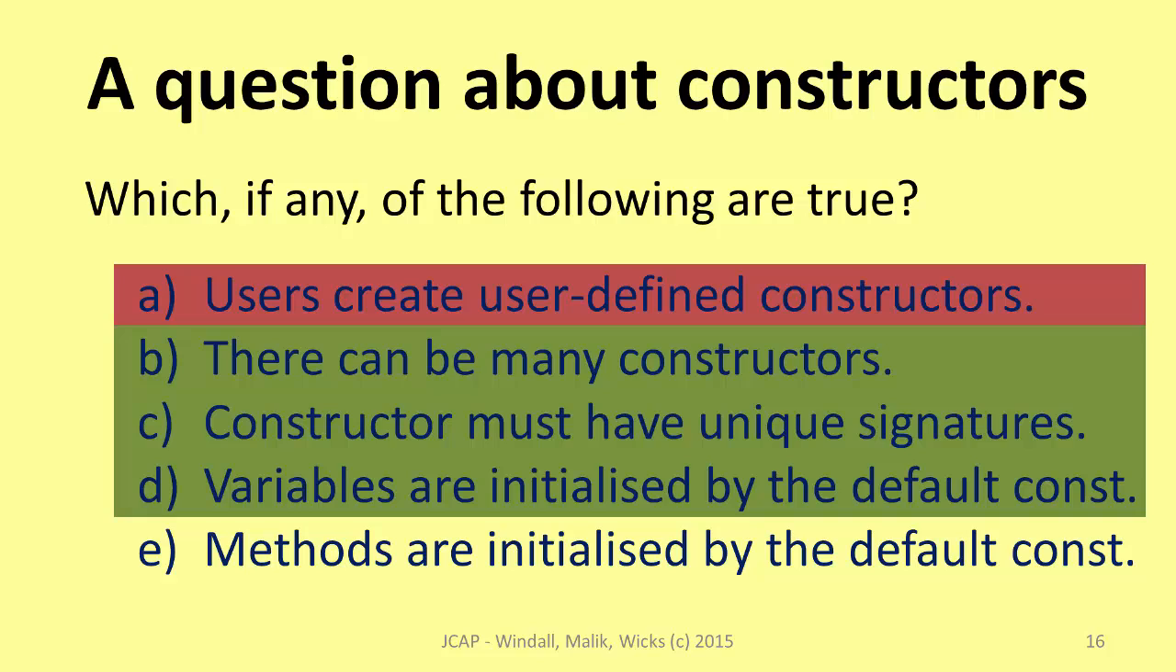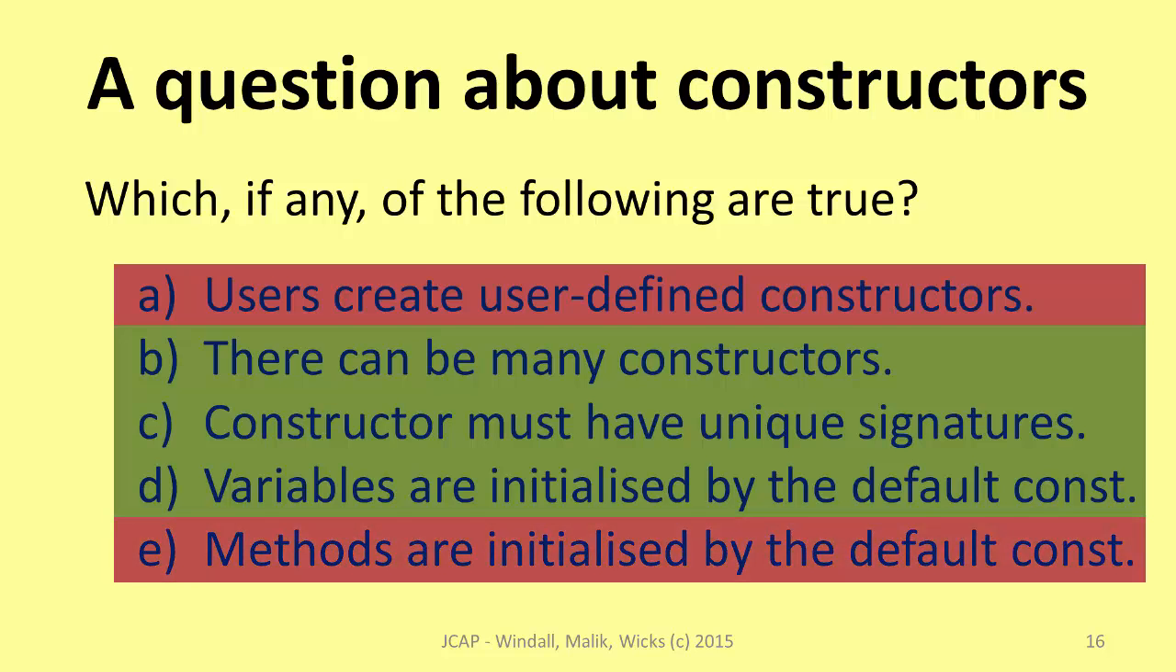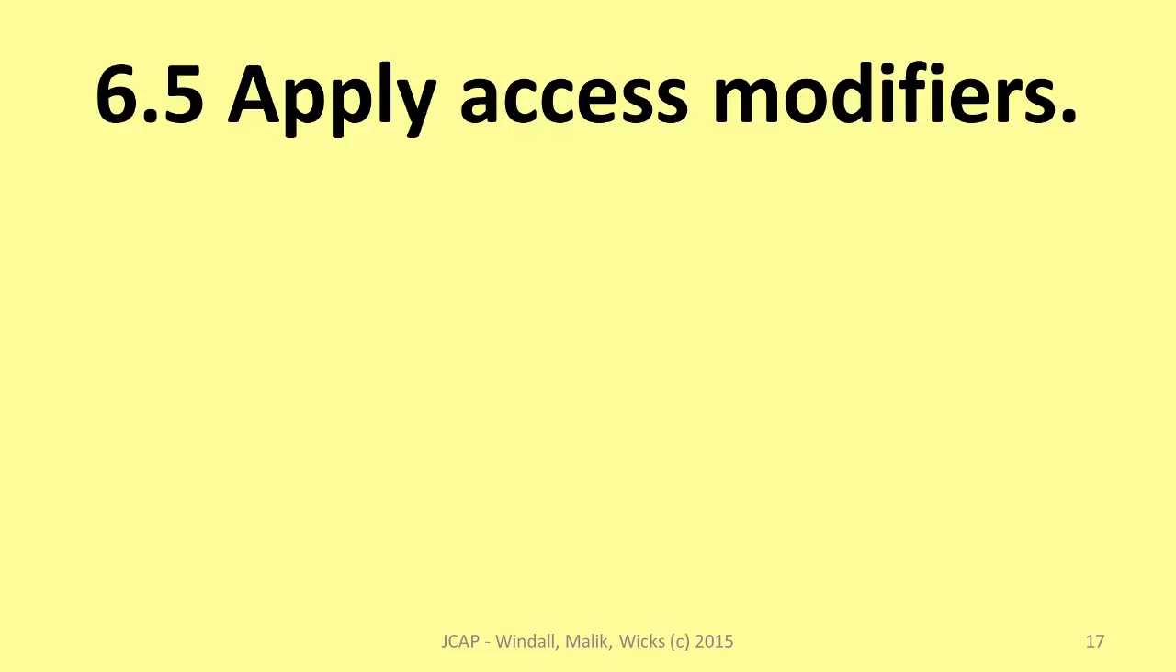Variables are initialized by the default constructor. That is also true. If you don't define a constructor, the variables will be set to their lowest common denominator. Methods are initialized by the default constructor, though, is not true. You can't initialize a method. How can you initialize a task? So that one would be false. Let's move on to the next area.